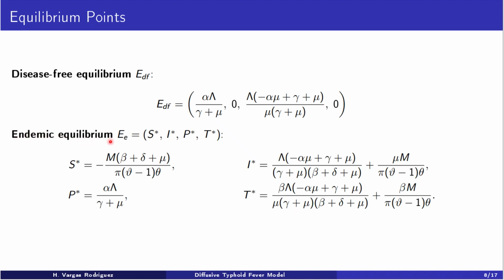The endemic equilibrium E_E has all four compartments at positive values. The expressions are more involved. You can see they depend on the total population M, the transmission parameters, and crucially, on the protection effectiveness bar theta. What matters is that this equilibrium exists and is biologically meaningful only when R0 exceeds 1.